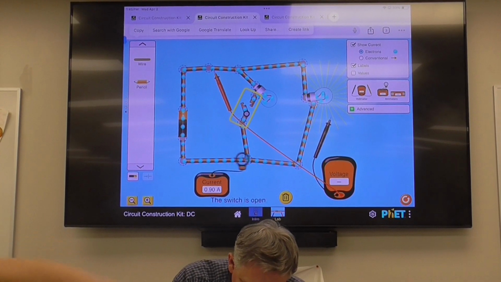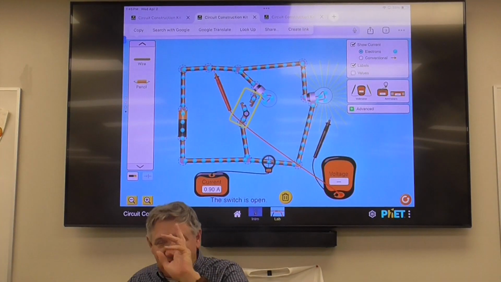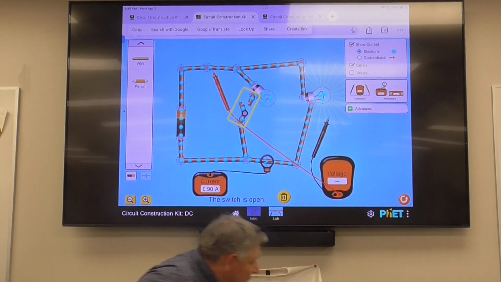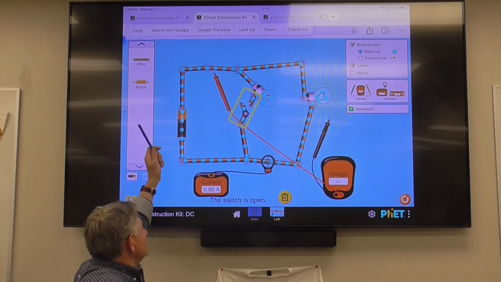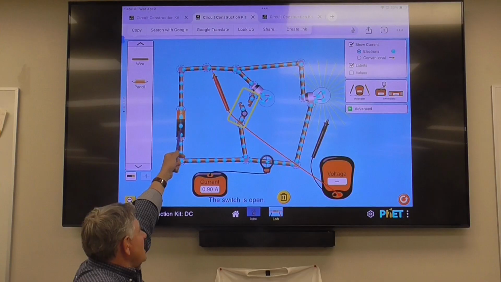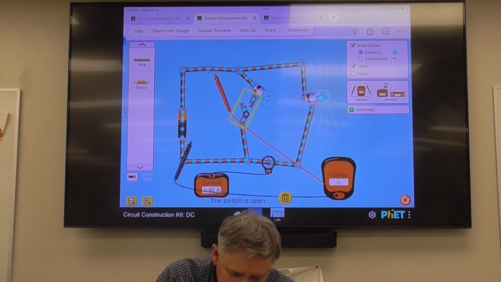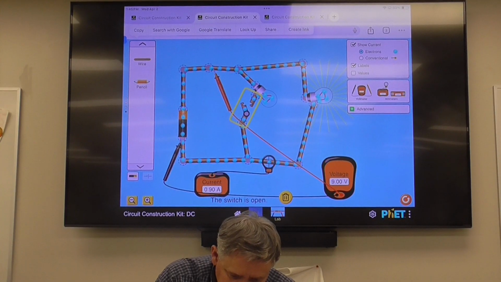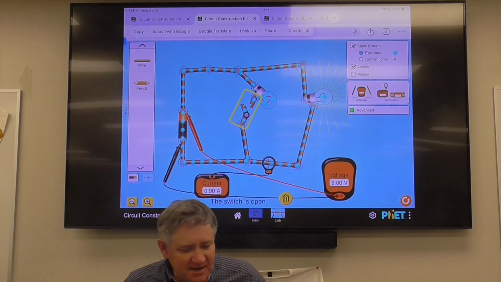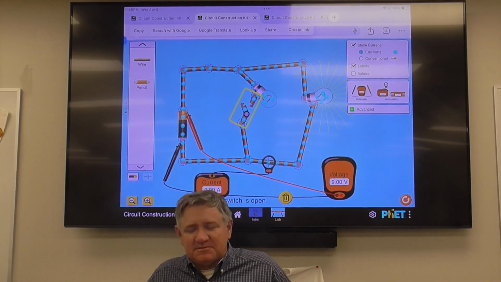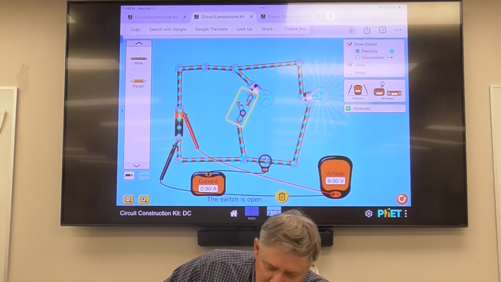So now we're not flaming the battery. I've got a current of 0.9 amps. I've got a 9-volt battery, and a current of 0.9 amps, so therefore the value of the resistance inside the bulb is 10 ohms.